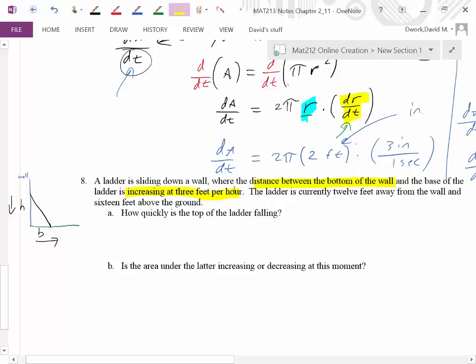And if you hear, is that a rate of change, or is that just a value, the distance? Well, it's a rate of change because they're talking about 3 feet per hour. It's a distance over time. It's a slope. So they're giving us a slope. They're giving us a derivative there.